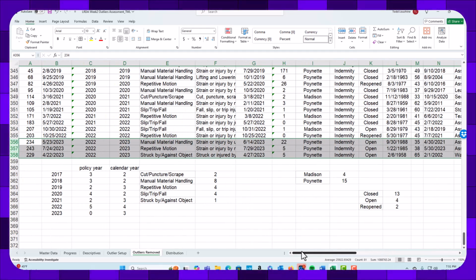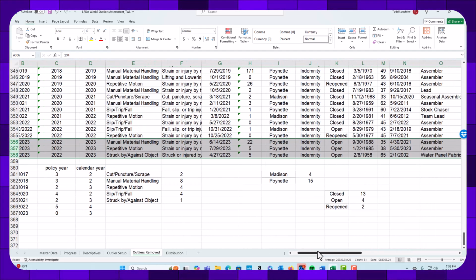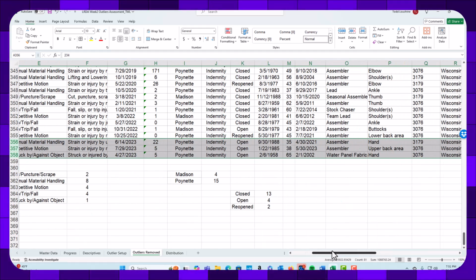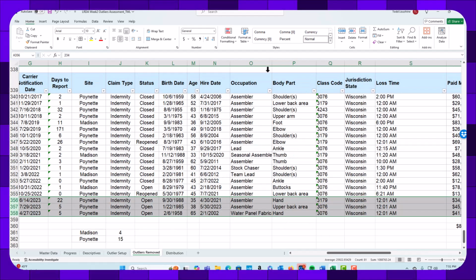When did they occur? May, July, April. Struck by, repetitive motion, material handling. Strain, strain, struck. Interesting. All 3 open. Assembler, assembler. Oh, we actually have some occupations. Well, hell. Yeah, let's look at that quick.